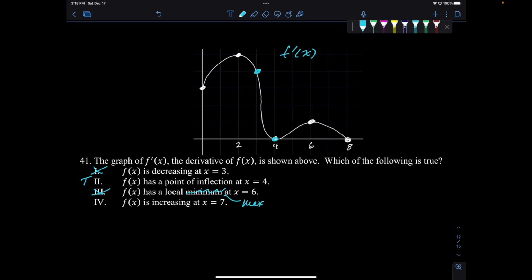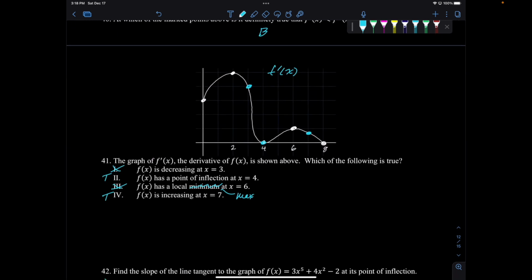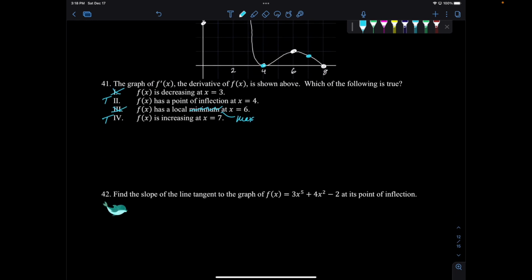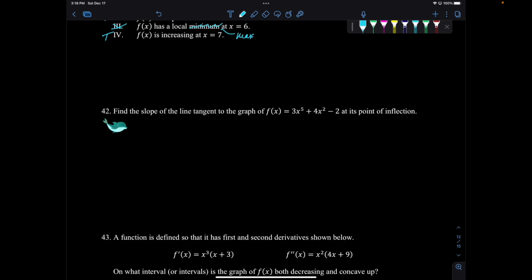So no. And then f is increasing at x equals 7. So 7 is here. F prime is decreasing, but since f prime is positive, f of x is increasing. This is true. So that's our answer. Okay. Not a bad problem. This next one's going to be calculator.